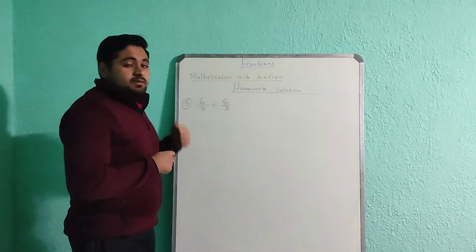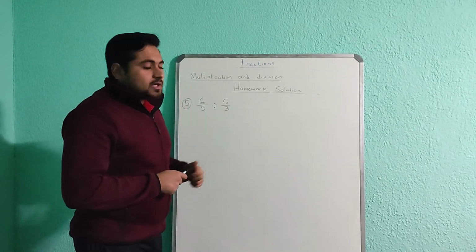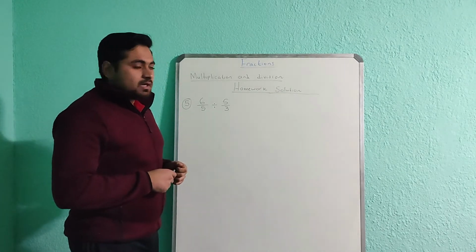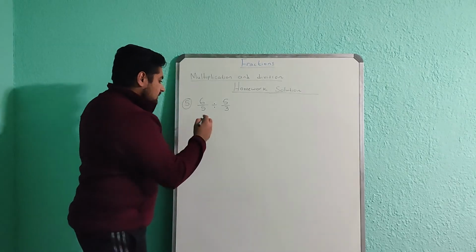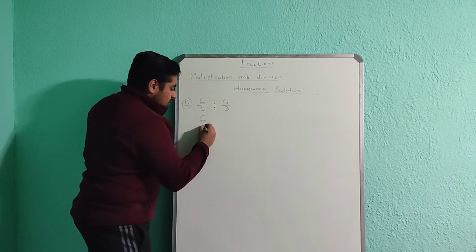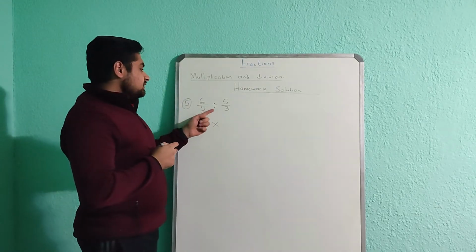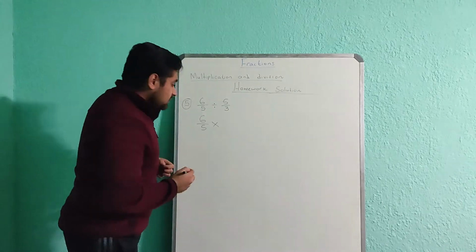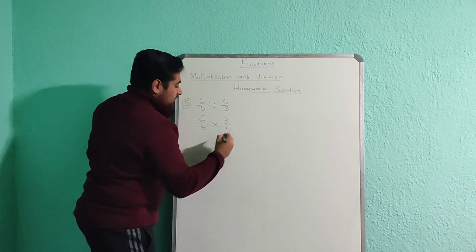Question 5 says 6 over 5 divided by 5 over 3. So let's perform the steps for division. What are the steps saying? Step 1 says change the division sign to multiplication sign. So let's say 6 over 5 times. And step 2 says if you're changing division to multiplication, it means you need to swap the next fraction. So 5 over 3 becomes 3 over 5.